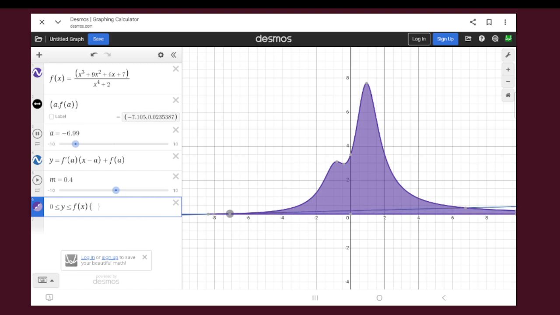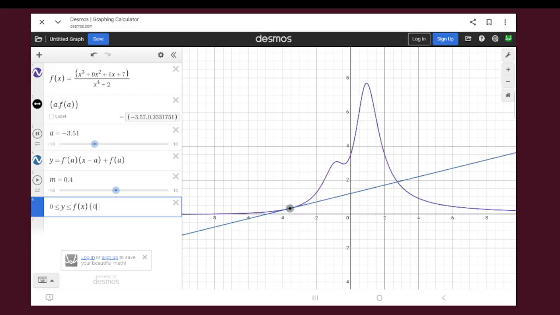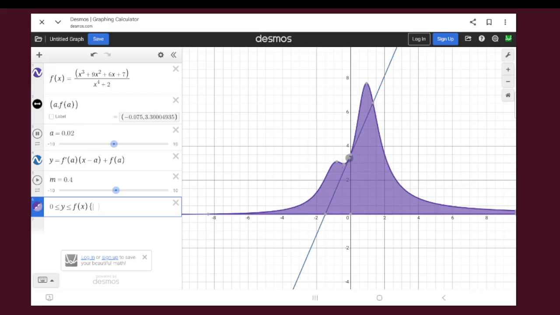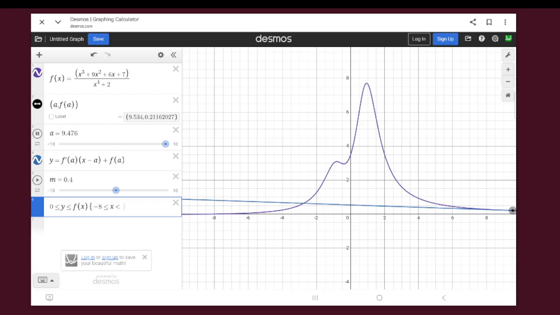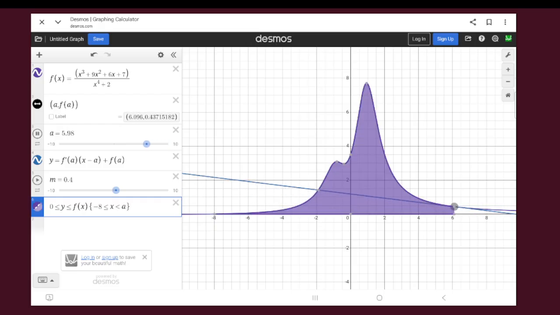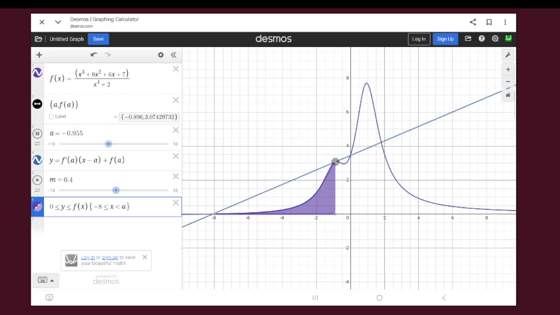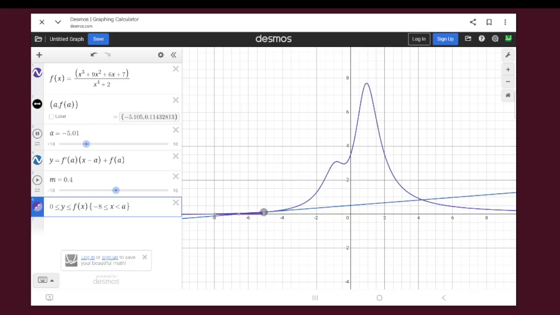But maybe we only want that for the region where -8 is less than or equal to x is less than a. Since we've got that slider on there, let's go ahead and find that. So we have this area going back and forth. So we're shading in this area. It'd be nice if we had a way to actually find this area underneath this curve.